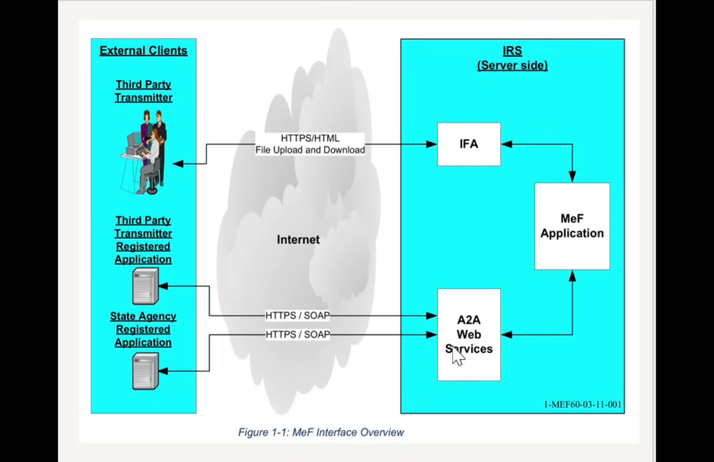You see there is A2A, the web application service. It's an automated app to server connection using HTTPS SOAP-based web services, preferred for high volume third-party transmitters, such as applications which are submitting, and also the state agencies. And then on the right side you see there is an MEF application. So in summary, there are two channels, two interfaces which could be used by the external clients, including third-party transmitters, applications, and state agencies which interact with this system.